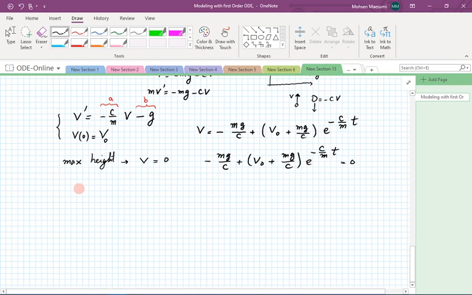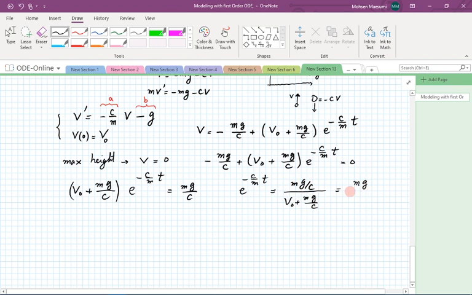So what I'll do here, I'll take this expression to the right hand side. So I'll have v0 plus mg over c times exponential of minus c over m t is equal to mg over c. So I have exponential of minus c over m t is equal to mg over c over v0 plus mg over c. We can simplify this a little bit by multiplying numerator and denominator with a c, and this becomes mg over c v0 plus mg.